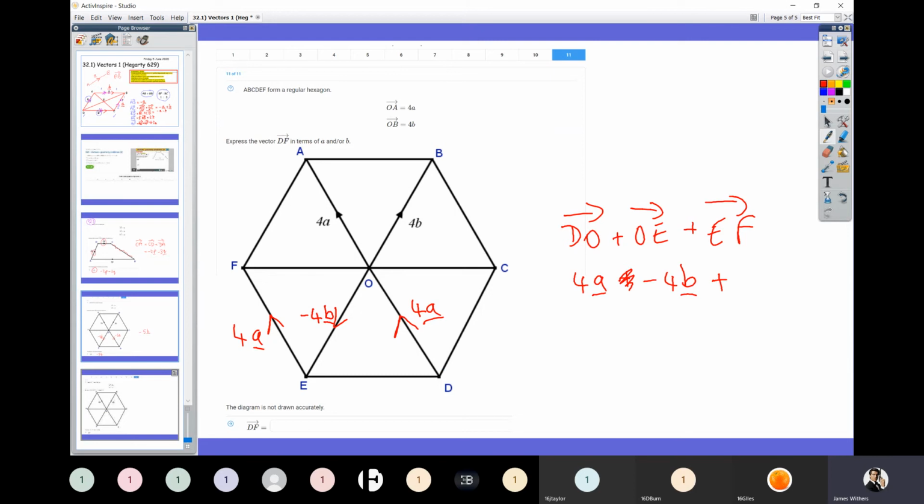Now, this is the first time we've come across one of these. When you get to this situation, it's just like normal algebra. You just gather like terms. So 4A plus 4A is 8A, and then 8A minus 4B would be your final answer.